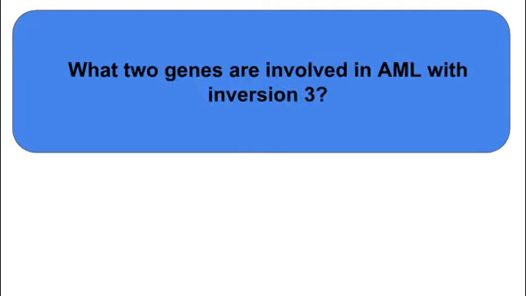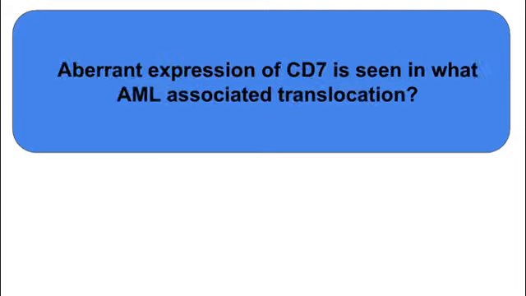What two genes are involved in AML with inversion 3? AML with inversion 3 results in the oncogene MECOM repositioned near enhancer GATA2. Aberrant expression of CD7 is seen in what AML-associated translocation? Aberrant expression of CD7.